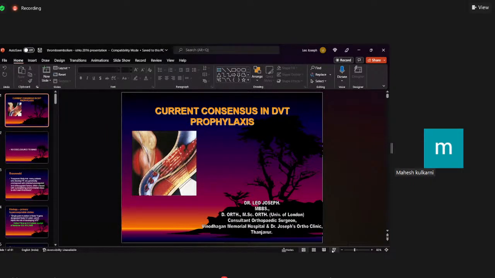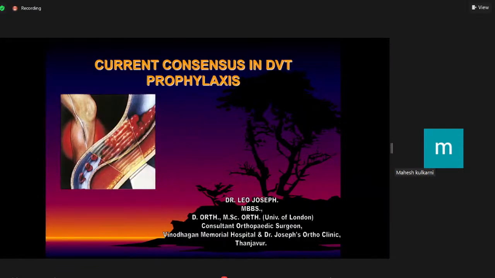Dr. Leo, are you able to see my screen? Yeah, we can see your screen. Dr. Leo is a renowned surgeon as well as secretary of the Indian Society of Hip and Knee Surgeons. He comes from Thanjavur, and he has done a lot of work on this topic in the past as well. So we are fortunate to have him to speak about this issue in our practice.